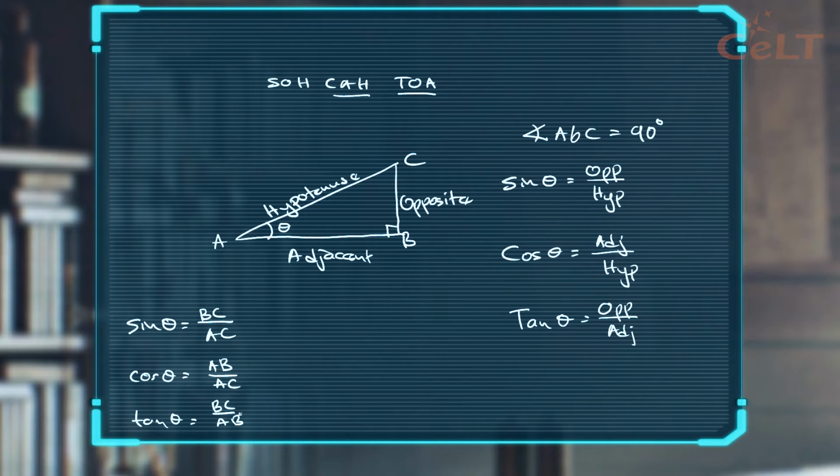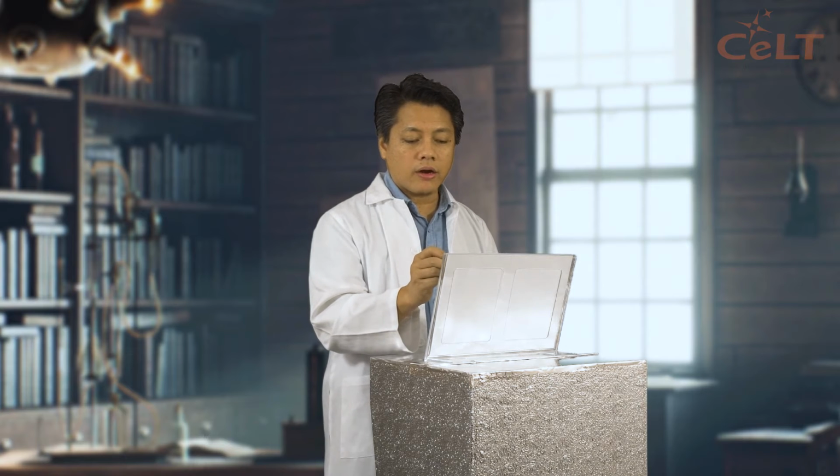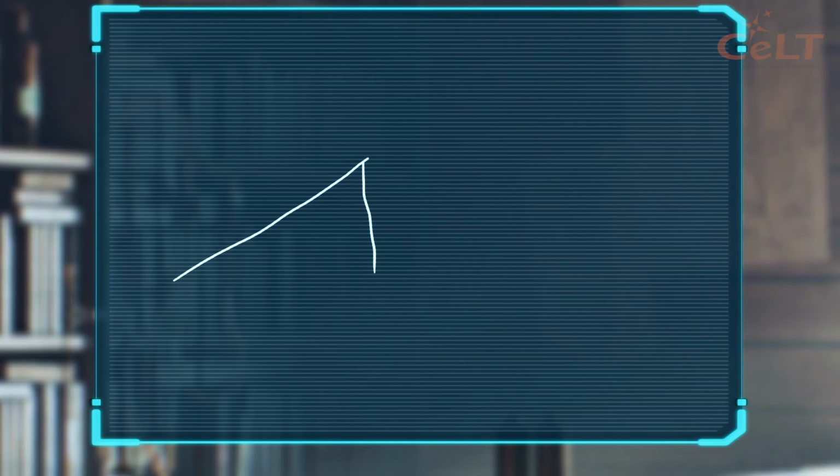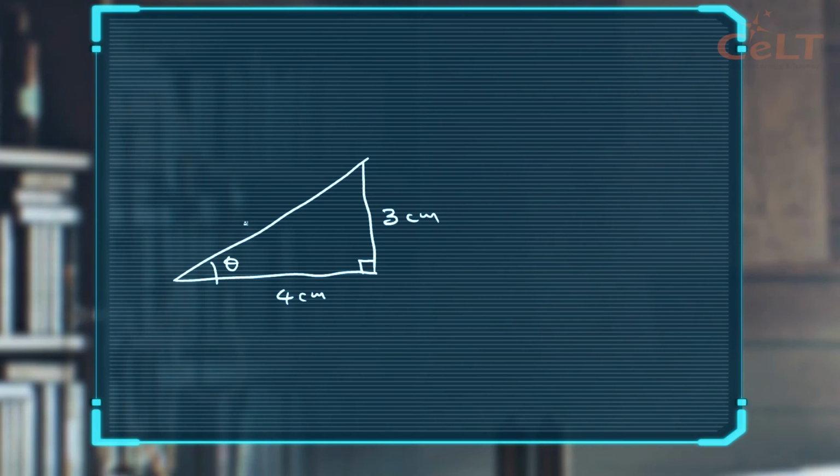So I want to bring two real life examples here. The first one, let's bring up one right triangle, and I give this angle as theta. The size of the opposite is 3 cm. Adjacent is 4 cm. So for a right triangle with 3 and 4 cm as opposite and adjacent, what do you think the length of the hypotenuse is? Yes, you can use the Pythagorean theorem to figure that out. Hypotenuse in this case is equal to 5 cm.